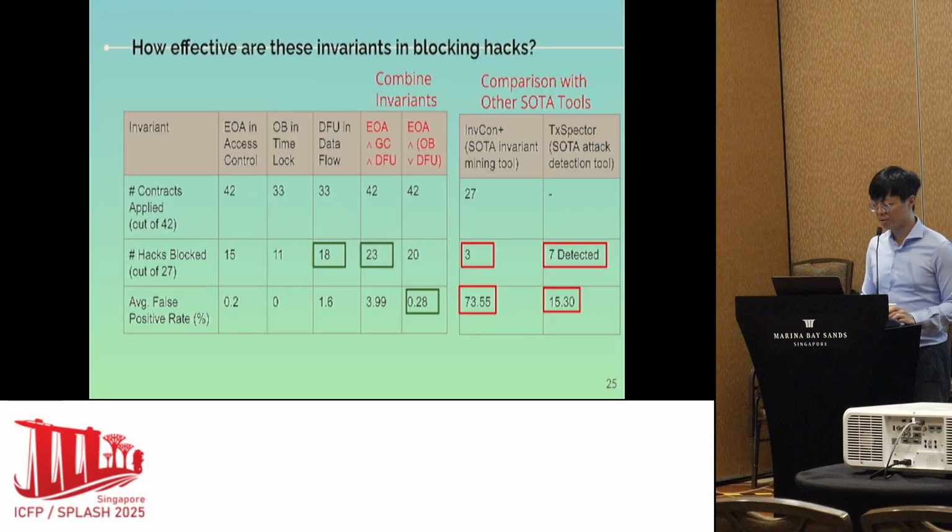We find that trace-to-inv and these practical invariants are actually very effective. The four most effective invariants can already prevent more than 85% of the hacks, while introducing a very low false positive rate. And if we combine them with conjunction and disjunction, they can have an even lower false positive rate with a higher true positive rate. We also compare it with the state-of-the-art invariant mining tools and the state-of-the-art attack detection tools, and we surpass their performance in both.